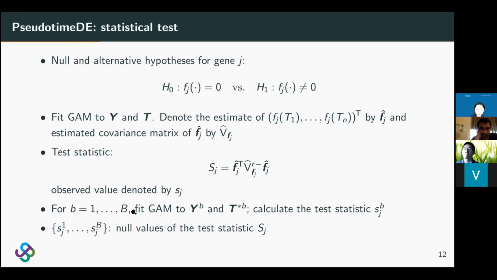Okay, so for each subsample, what we do is that we fit a GAM to the subsampled count matrix and the subsampled and permuted pseudotime. Then we can calculate a value for the test statistic, and these capital B values are the null values of the test statistic SJ.